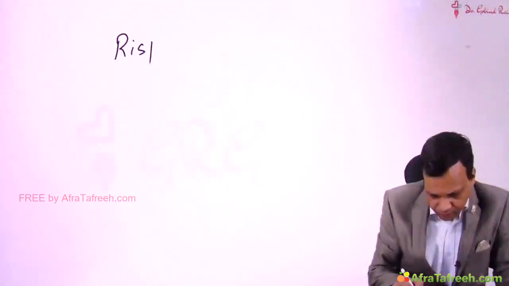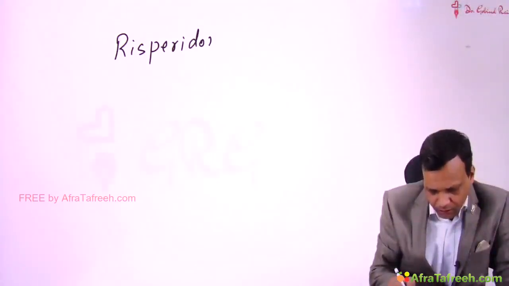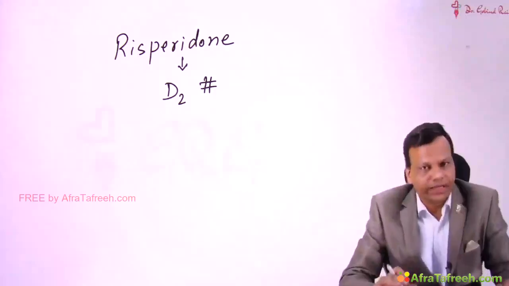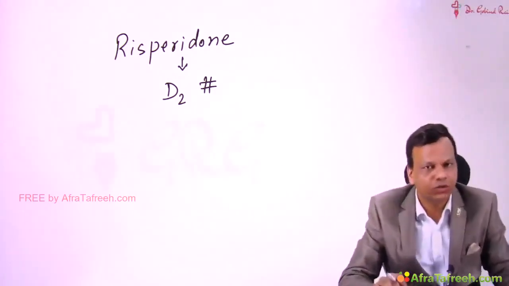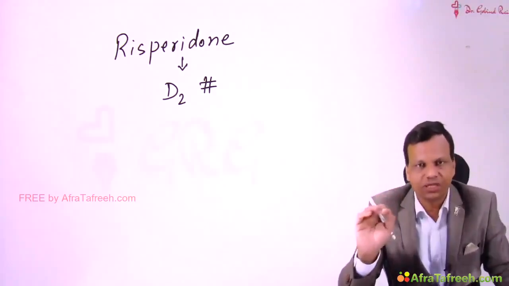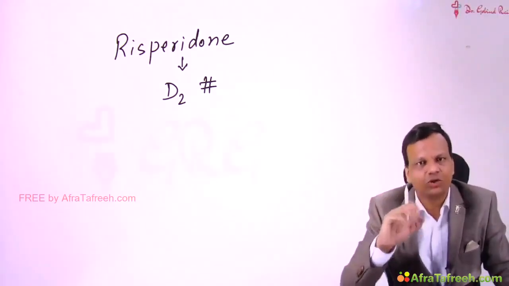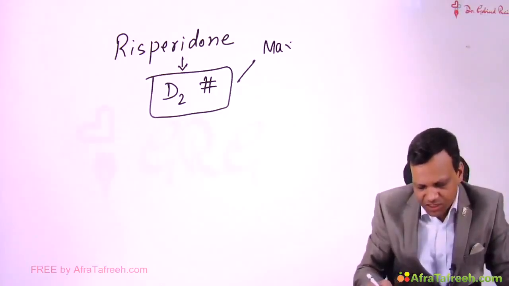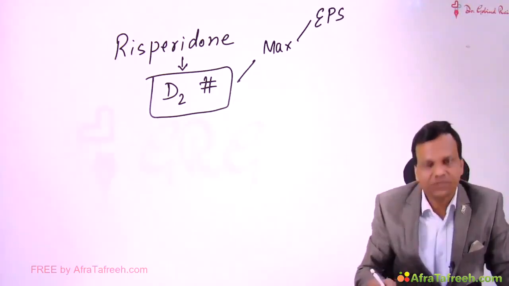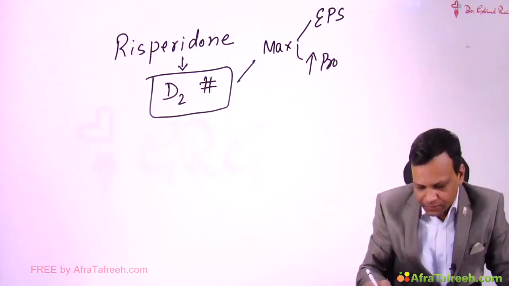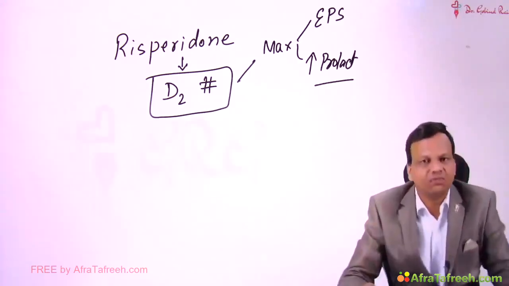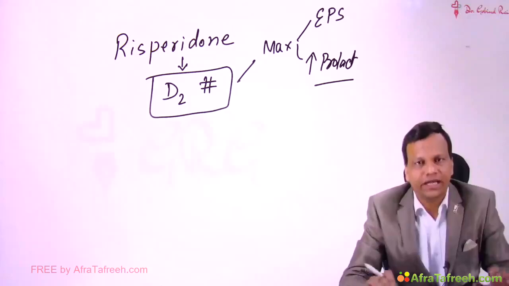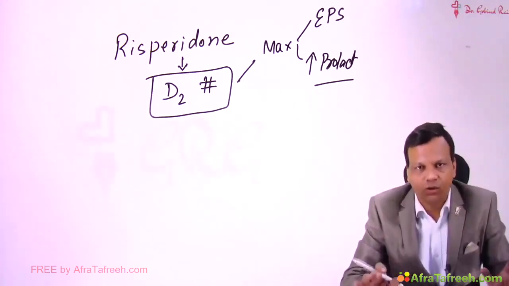Now risperidone, it has maximum D2 blocking property among the atypical drugs. Remember, all the typical drugs block D2, but atypical mainly block 5-HT2 receptors. Risperidone has maximum D2 blocking potential. So among the atypical drugs, it has maximum risk of causing extrapyramidal symptoms as well as hyperprolactinemia.